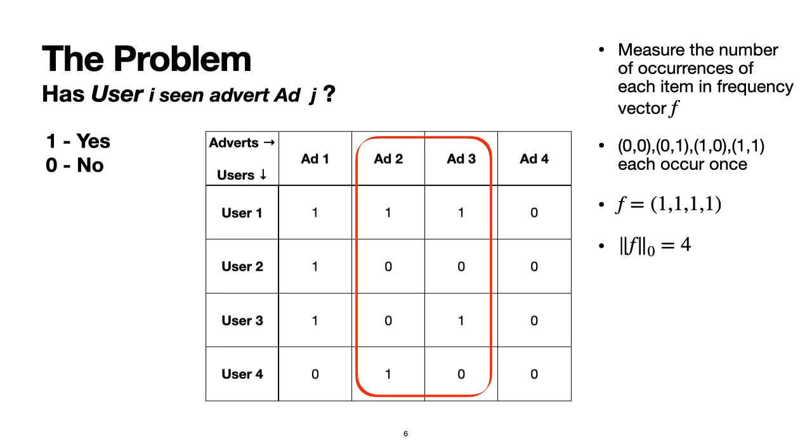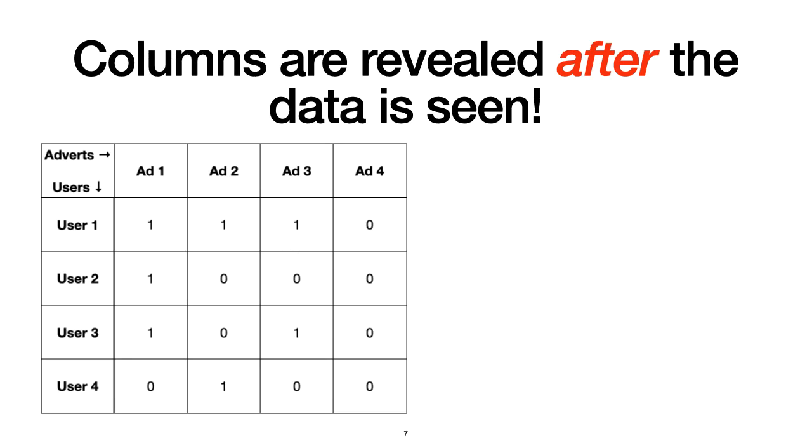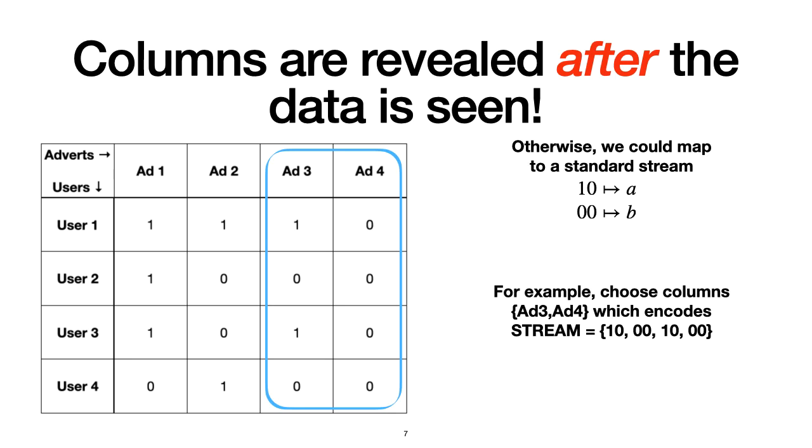On a different column query, we see different patterns, and here all length 2 binary strings are present, so the frequency vector is the all ones vector. This means that the F0 on this frequency vector is 4. This type of behaviour explains exactly the setup of our problem and the crux of the model. Columns are revealed after the data is seen. If this were not the case, then we could map to a standard stream and use any streaming or sketching algorithm which is suitable for our query.